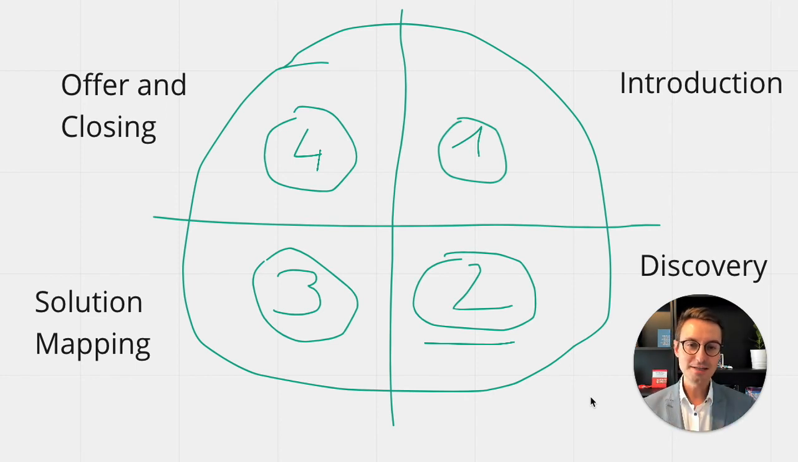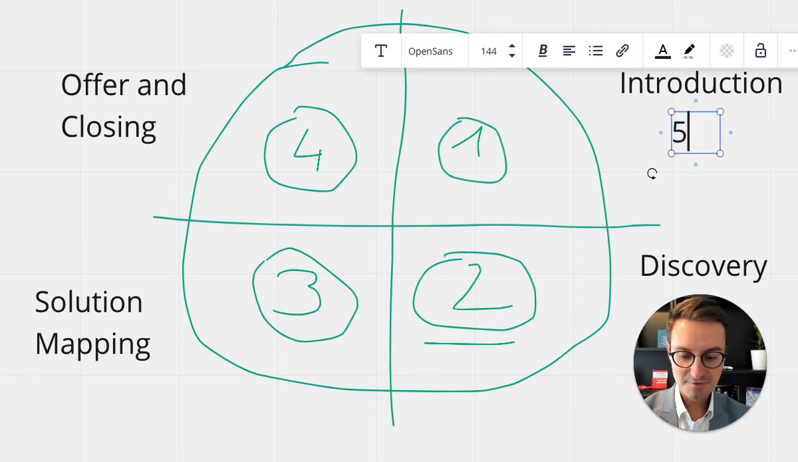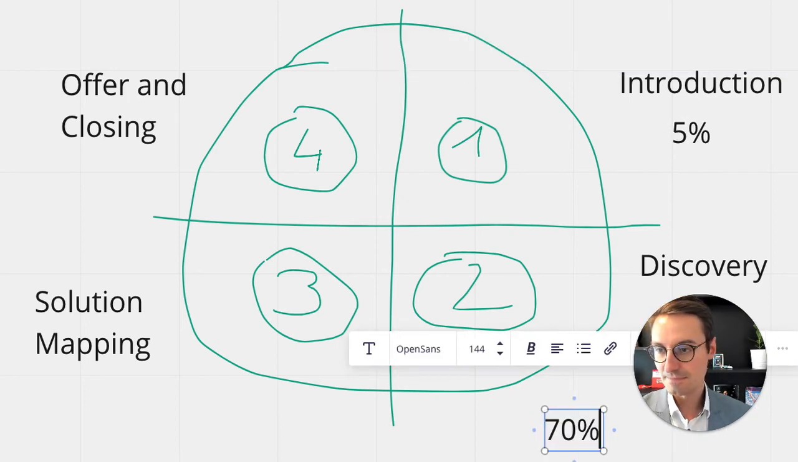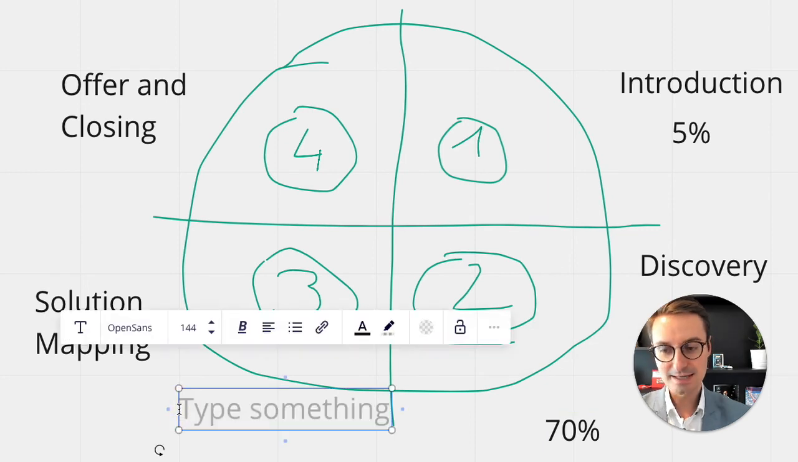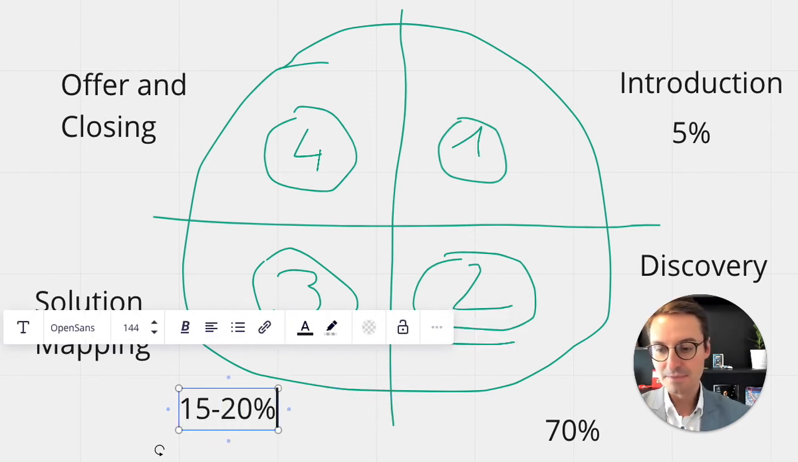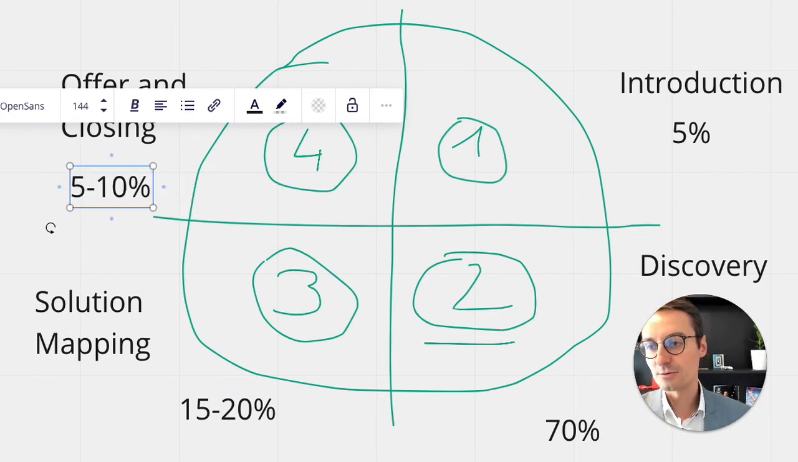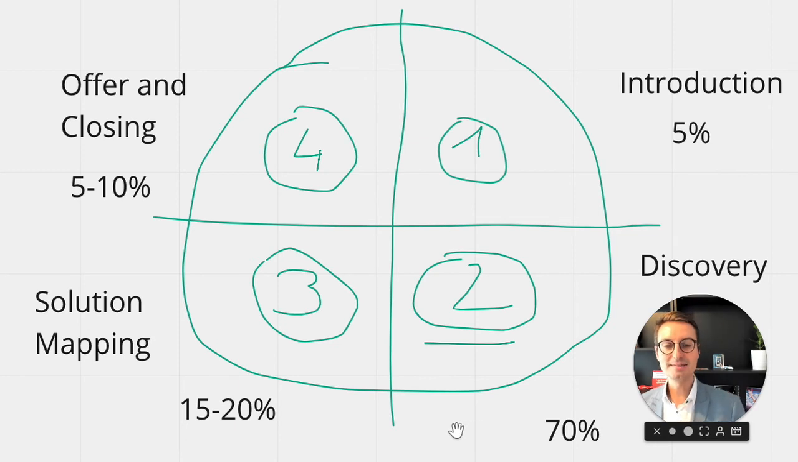When you consider these phases, and again, just to highlight that once more, you spend roughly 5% in this phase. You spend here ideally 70%, and then you spend here, depending on how this will be, 15 to 20% even, and then you have 5 to 10% on the offer and closing. So the majority of your time is spent in the discovery phase because you want to understand what your potential buyer really wants. And trust me, this will differentiate you from 90% of all sellers.